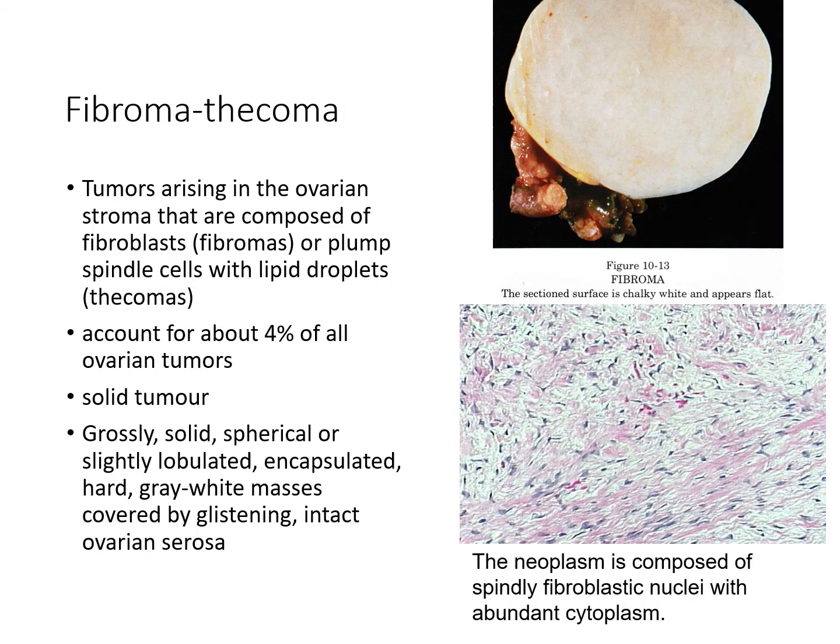The next group of tumors are the fibroma thecoma tumor, which are derived from the ovarian stroma that are composed of fibroblasts or plump spindle cells with lipid droplets that are called thecomas. These account for about 4% of all ovarian tumors, and they are usually solid tumor, as you can see in this picture. And grossly, they are usually solid tumor with gray hard surface, and histologically you can see spindle cells.